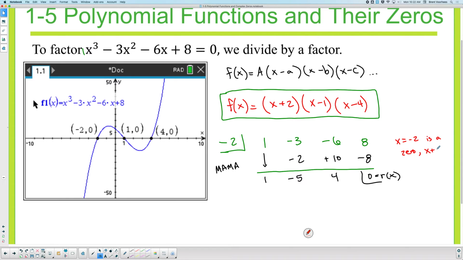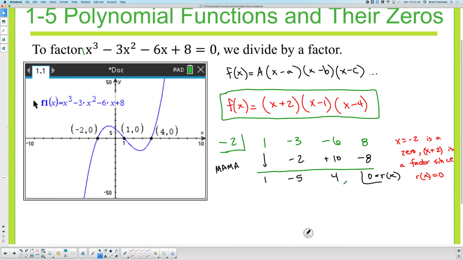x plus 2 is a factor, since the remainder equals 0. Because the remainder equals 0, x equals -2 is a 0, and x plus 2 is a factor.